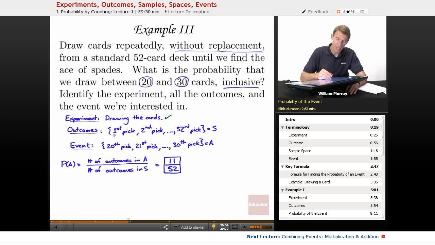The outcomes are that we could get the ace of spades on the first pick, the second pick, all the way up to the 52nd pick. So that's 52 possible outcomes in our sample space. The event that we're interested in, according to the problem, is that we might get the ace of spades on the 20th pick, the 21st pick, or all the way up through the 30th pick. So there's 11 of those possibilities that we're interested in to satisfy the requirements of the problem. So when we're calculating the probability, we divide those numbers together. The number of outcomes in the event we're interested in divided by the total number of outcomes just gives us 11 over 52.